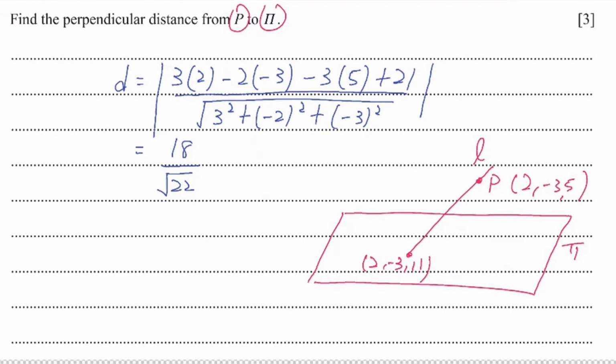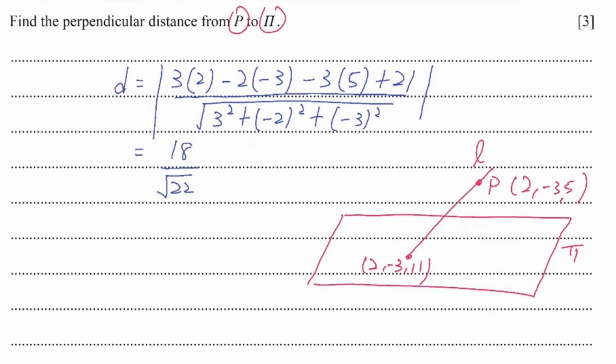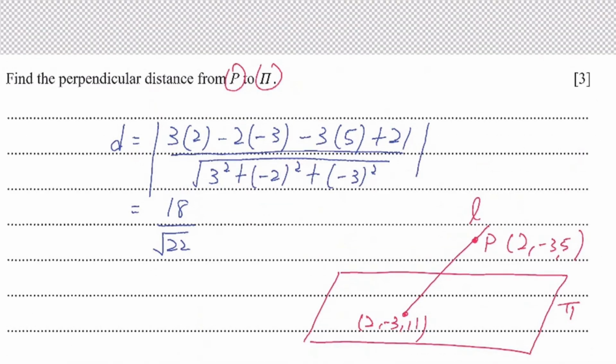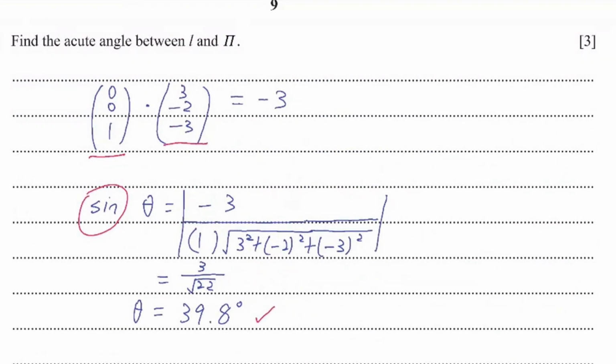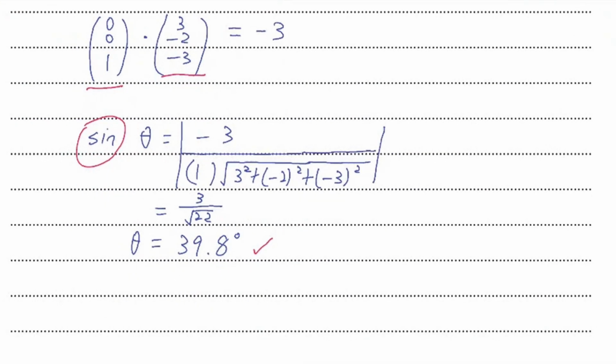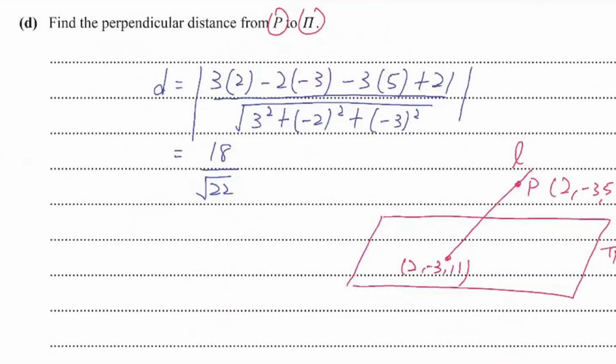Okay, it has got the 2, -35 here. And then also there are a few things that we have also found already. For example, part C, the acute angle between the L and the pi. So it's 39.8 or the theta. So you can see that we can actually use this idea here.